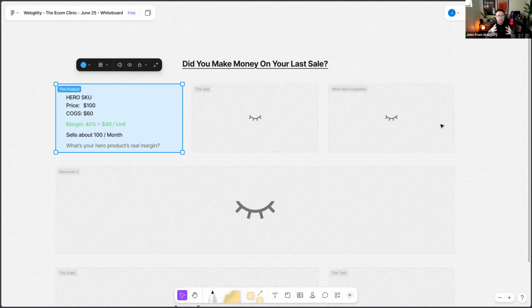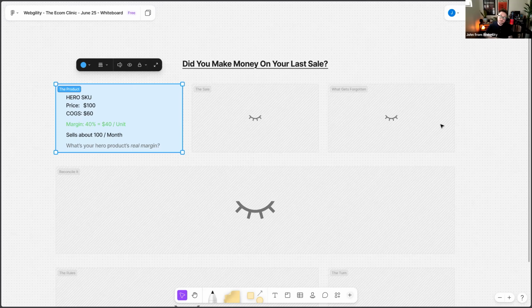So the product that we're starting with today is priced at $100, and it costs $60 to acquire and to sell. So that puts the margin at 40%, which is about $40 per unit. Pretty easy. This is cut and dry, easy to understand unit economics, right? And you sell about 100 a month of these. So very easy, very approachable, I guess, as an example.